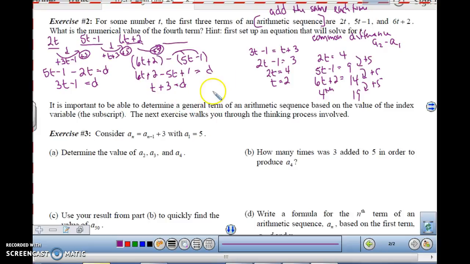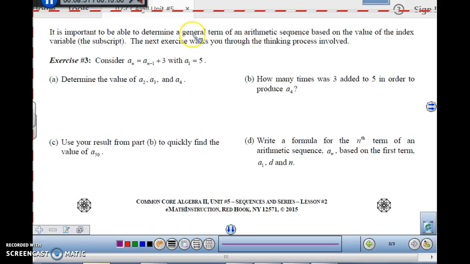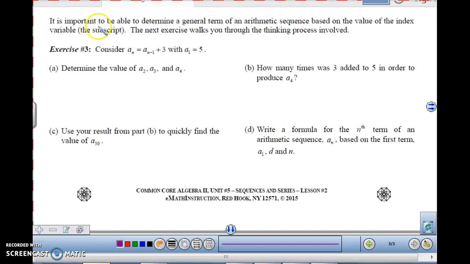Okay, so the common difference means it is adding the same thing each time. To figure out what the common difference is, you subtract the successive ones. So if you're going this way to add, you would go this way to subtract. All right, so it is important to be able to determine a general term in an arithmetic sequence based on the value of the index variable or the subscript. So we want to be able to figure out a formula for any term of the sequence.